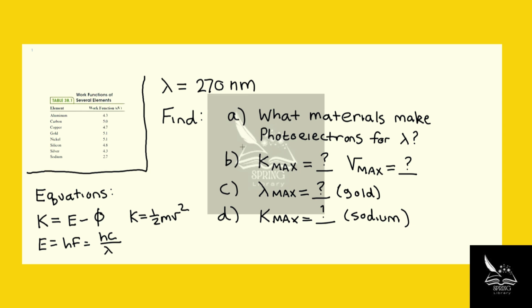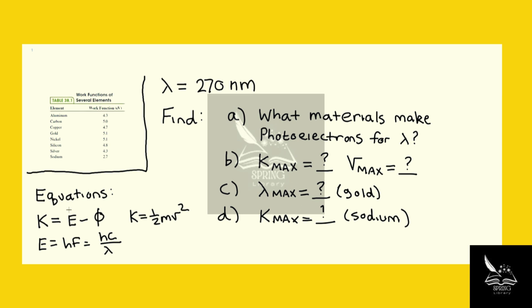So we're asked for quite a number of things in this problem. There are numerous parts. To start off, we're given a lambda of 270 nanometers, and we were asked what materials will make photoelectrons for this particular lambda. We're then asked for which material will give us the largest kinetic energy of ejected electrons and what the associated velocity of these electrons would be. Then we're asked to look at some specifics for gold and sodium. We're asked for the maximum lambda to make photoelectrons for gold, and we're asked for the maximum kinetic energy for sodium using the lambda from part C.